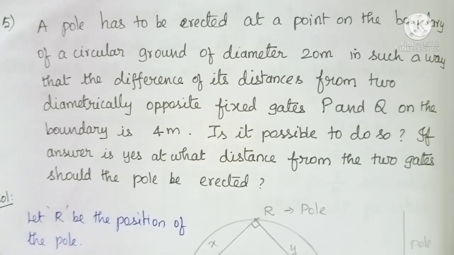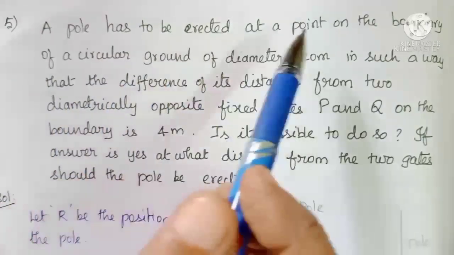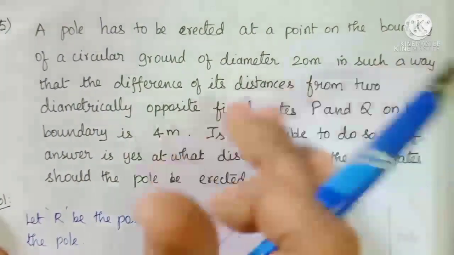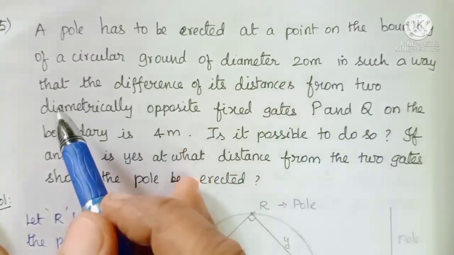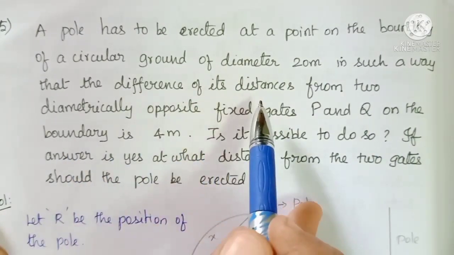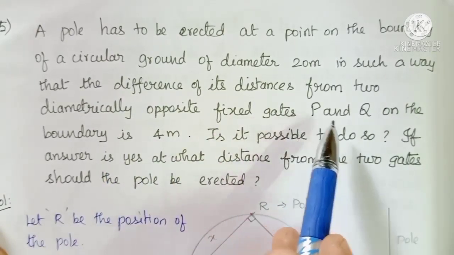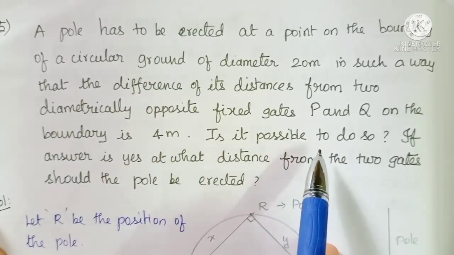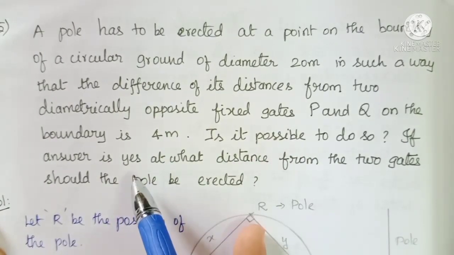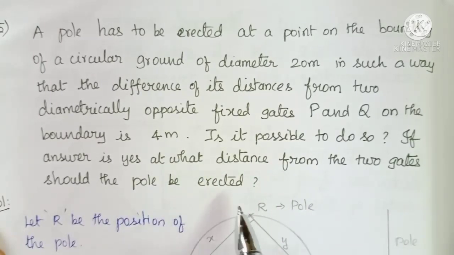Okay. Fifth problem. See the question. A pole has to be erected at a point on the boundary of a circular ground of diameter 20 meter in such a way that the difference of its distances from two diametrically opposite fixed gates P and Q on the boundary is 4 meter. Is it possible to do so? If the answer is yes, at what distance from the two gates should the pole be erected?